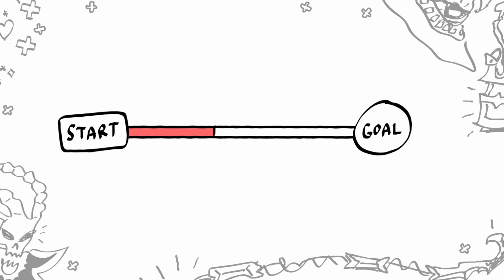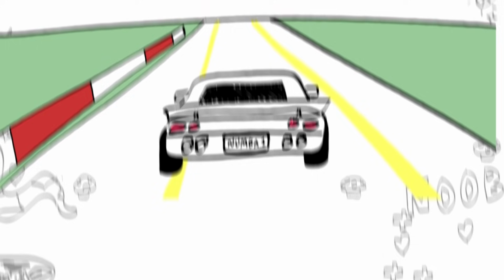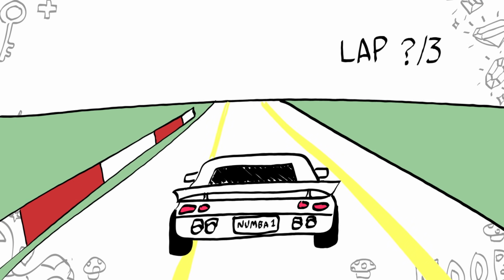That makes sense, because if a player can't measure their progress toward a goal, that would be like playing a racing game without knowing what lap you're on or what position you're in. You'd have no idea how well you're doing. Is there anything else we should know about goals?